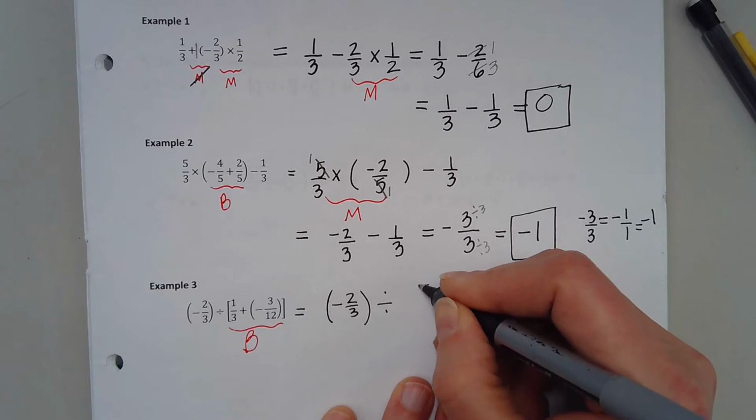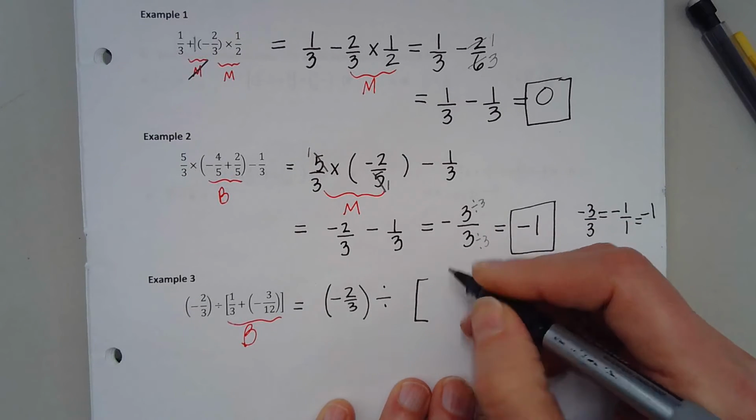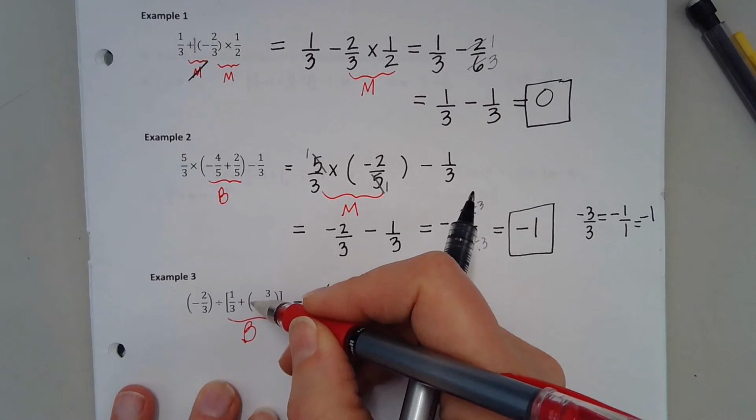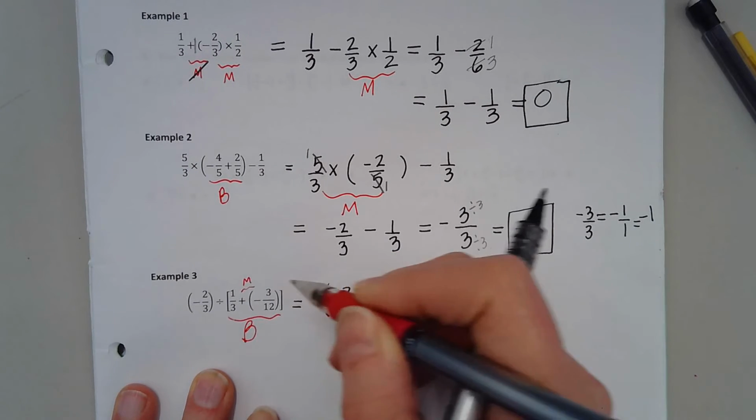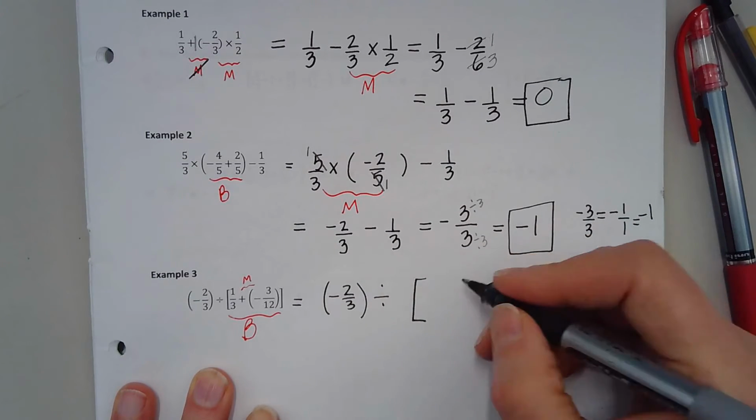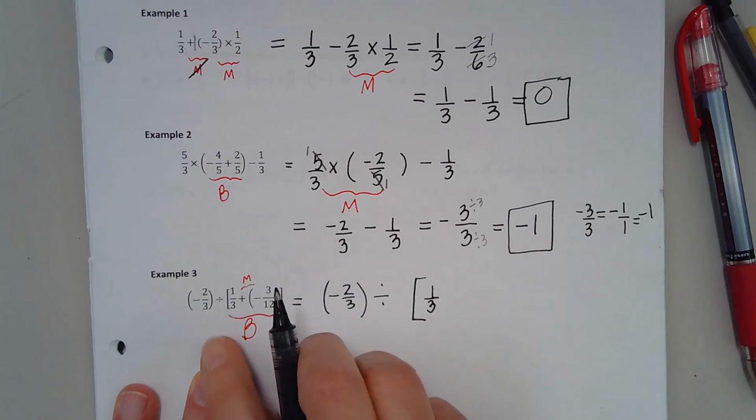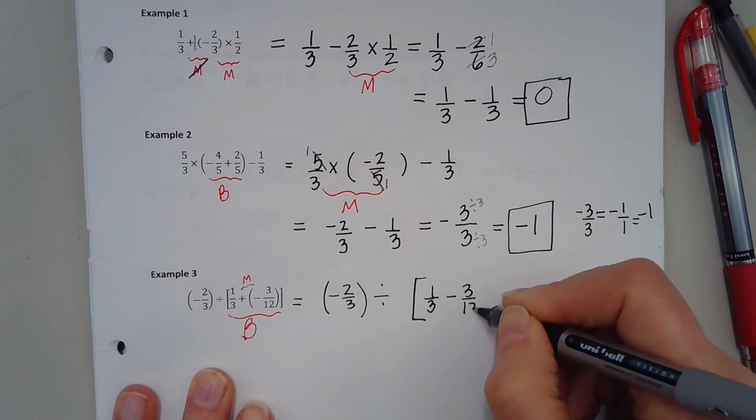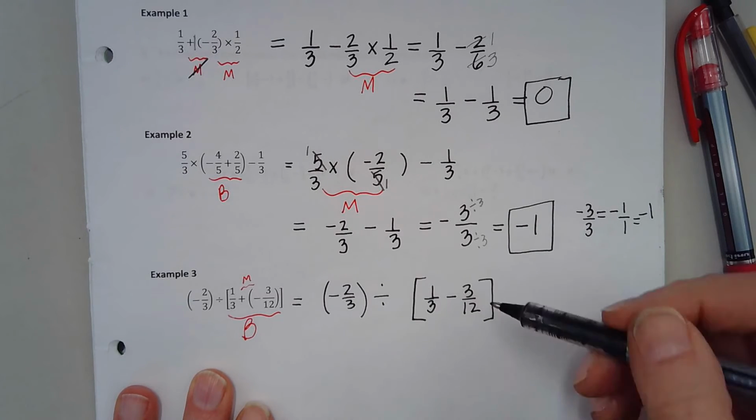Okay, so let's see what we got here. I guess first, when we look inside the brackets, there's a multiplication happening, right? So I'm going to have to do that first. 1/3 times negative, that would just end up being a negative 3/12. Agreed? Positive times negative is negative.